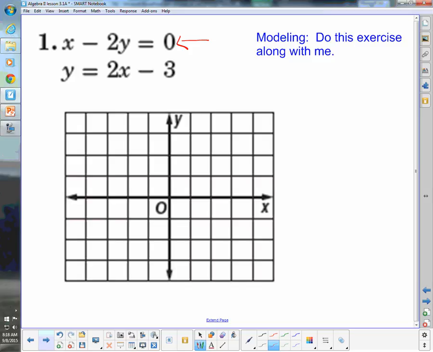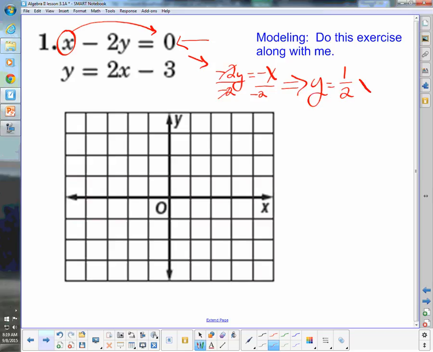I'm going to have to rewrite that one into slope-intercept form. So let's move the x to the other side. That gives me negative 2y equals negative x. Now divide both sides by negative 2 to get y all by itself, and that gives me y equals 1/2 x. As we can see, we have a y-intercept at the origin, so it'll go through the origin, and my slope is 1/2. So for my slope, I'm going to go up 1 and over 2.